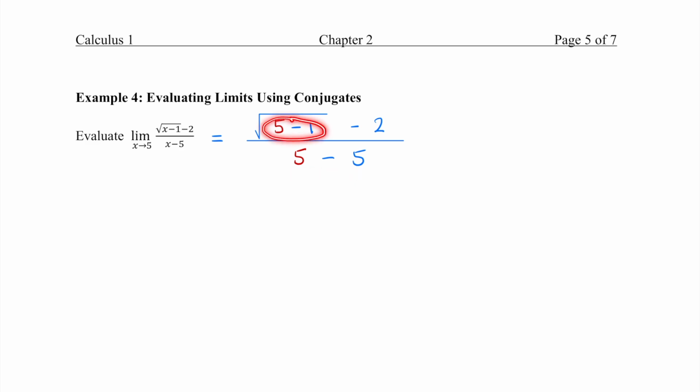5 minus 1 is 4, square root of 4 is 2, 2 minus 2 is 0, and 5 minus 5 is also 0. I have 0 over 0. This is an indeterminate form. That means we cannot use direct substitution. We need to do more work.